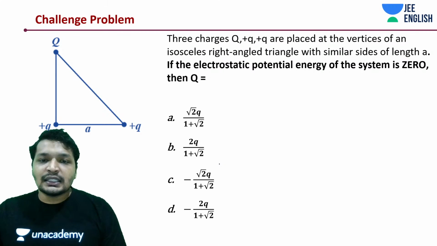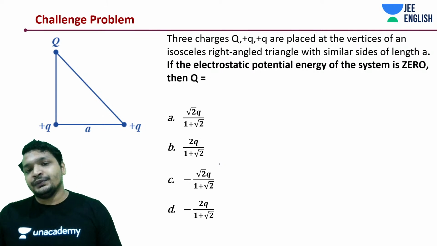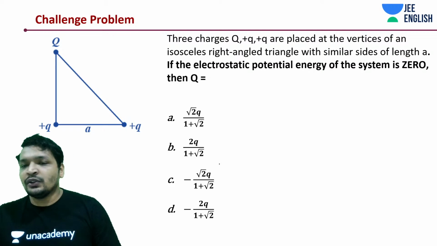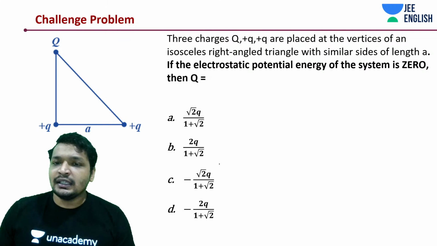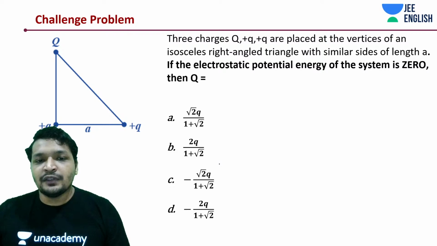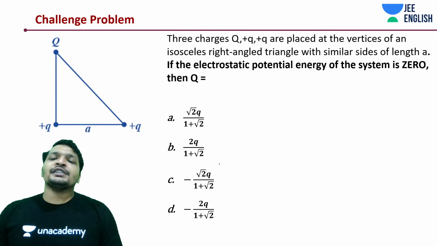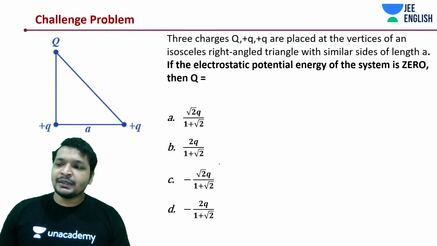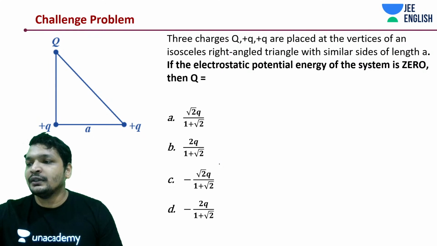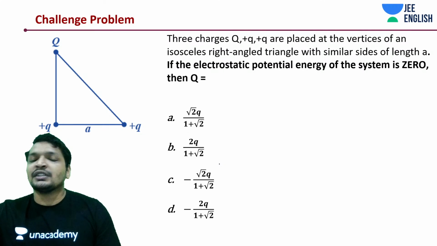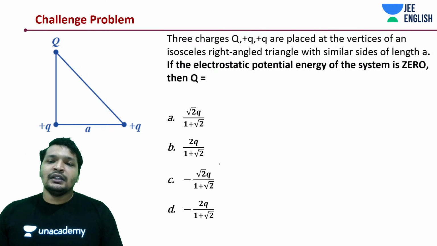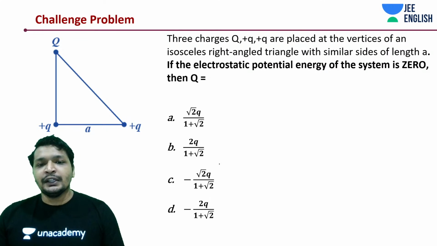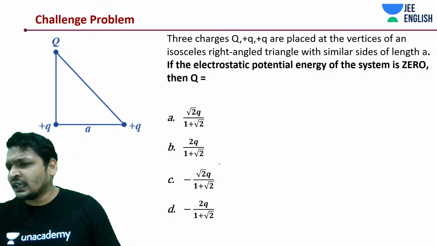Now let's say there are 3 charges, capital Q, plus Q, and plus Q, placed at the vertices of an isosceles right angle triangle with similar sides of length A. If electrostatic potential of the system is 0, can electrostatic potential of a system be 0? What does it mean? Does that mean the system does not have electrostatic potential energy at all? Yeah, it is possible. When is it possible? Think about it carefully.